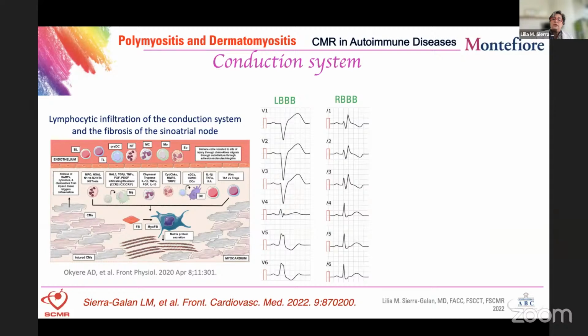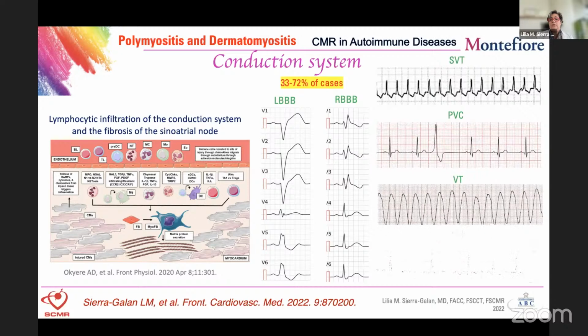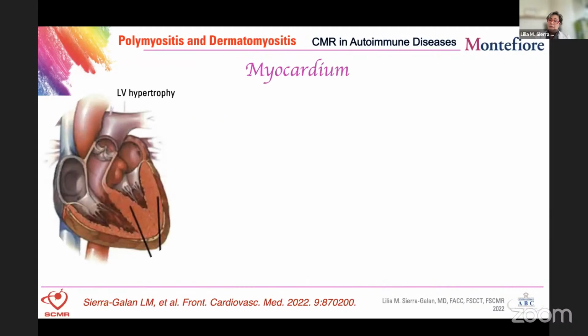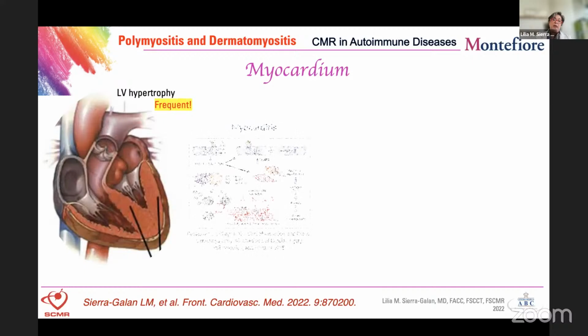And this could produce left bundle branch block, right bundle branch block in 33 to 72% of the cases, but also could have supraventricular tachycardias, PVCs, ventricular arrhythmias such as VT or AFib. And of those cases who have AFib, 12 to 50% develop myocarditis. So if we see a patient with this disease and has AFib, we should do a CMR because it is highly probable that this patient has myocarditis.